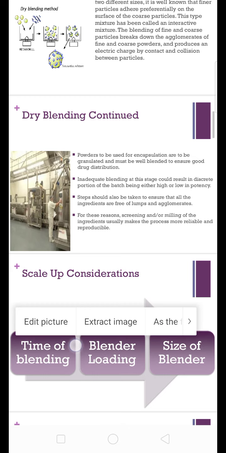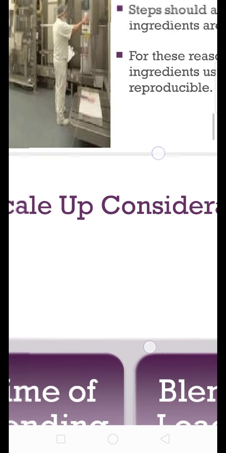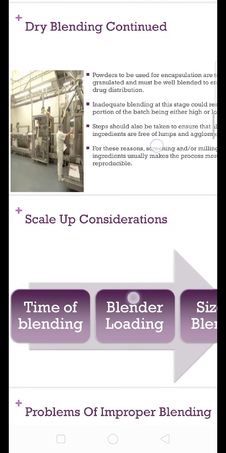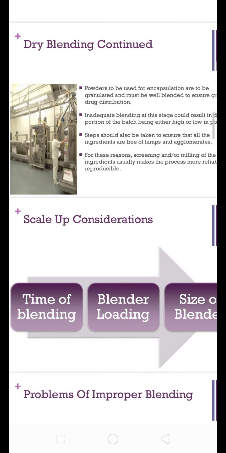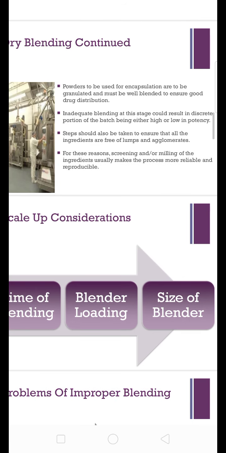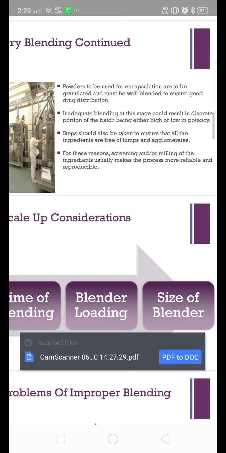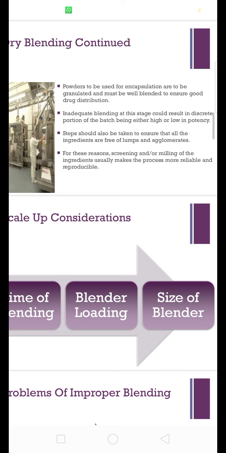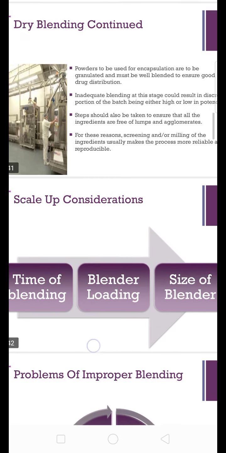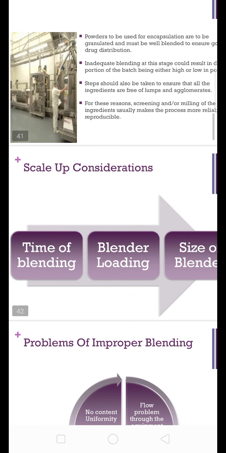Now steps should be taken to ensure all the ingredients are free from lumps and agglomerates. Very important. In dry blending, if there is lump formation, then again there is poor flow property and again non-uniformity of content. So for this reason, to avoid lumps, screening or milling of the ingredients is required. So it makes the process more reliable and more reproducible. This is the basic technique of dry blending.